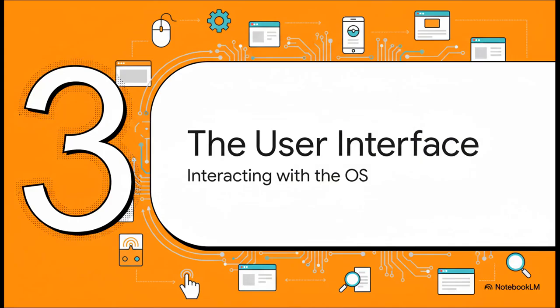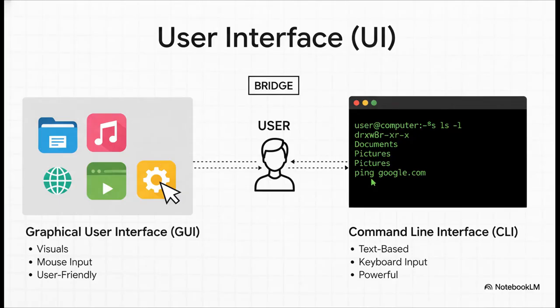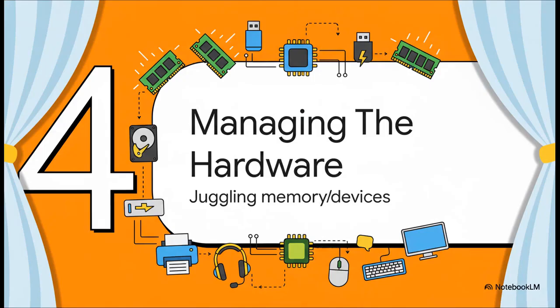Okay, let's begin with the one you probably use every single day without even thinking about it, the user interface. So the user interface, or UI, is basically the bridge between you and the machine. Whether you're clicking on nice shiny icons in a graphical user interface, a GUI, or you're typing commands into a black screen on a command line interface, a CLI, it's the OS that's handling your instructions and making it all happen.